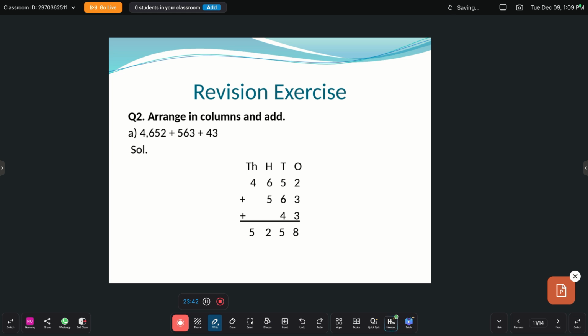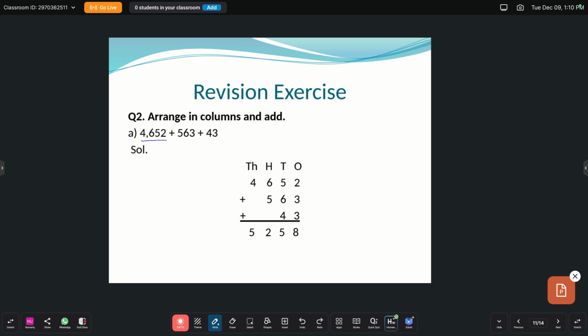Now, let us complete the revision exercise. Here, question number 2, we will do it. I will teach you question number 2. Arrange in columns and add. Look here. Here we have 3 addends, and in each addend we have a different number of digits.